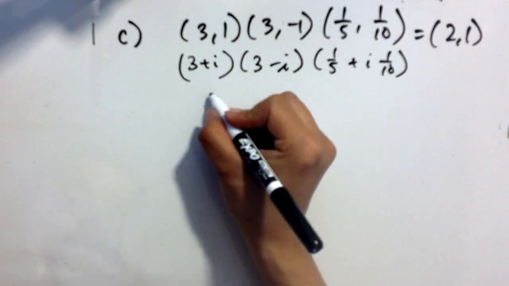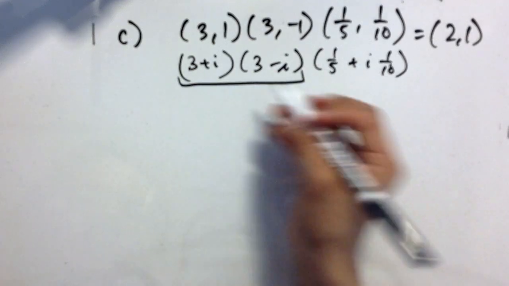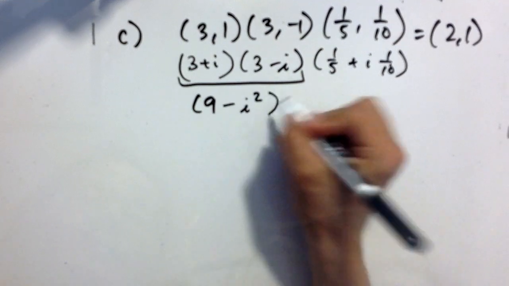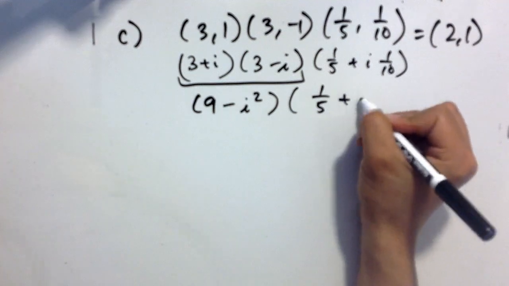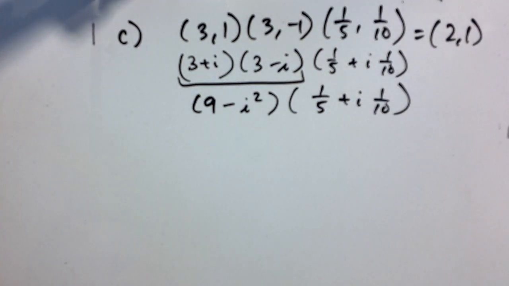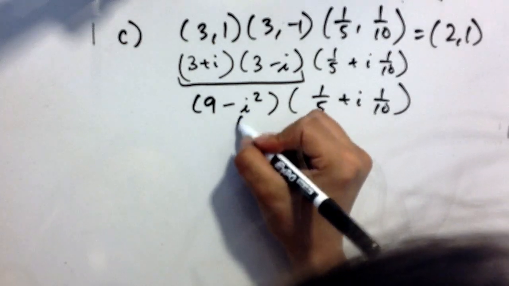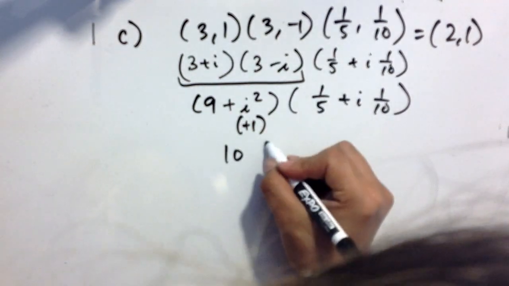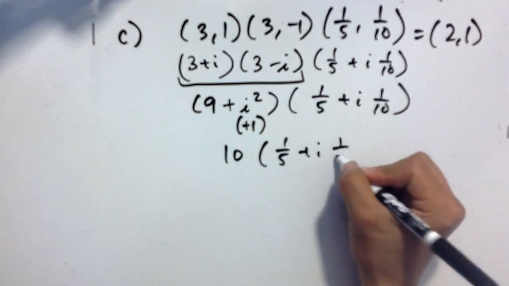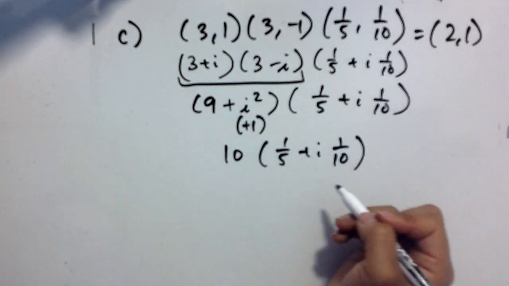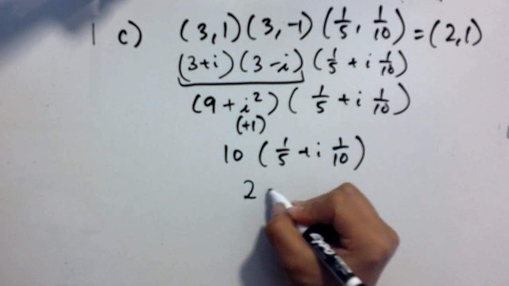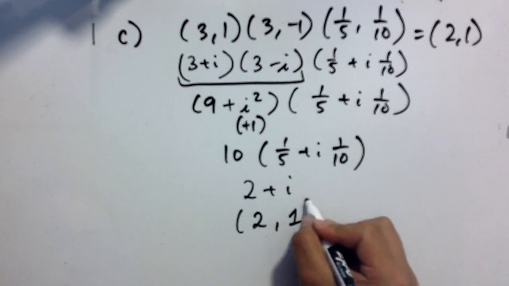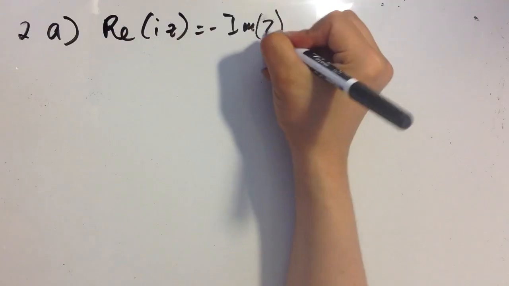Then I will multiply out the first two terms and I'll get 9 minus i squared. Here I have 1 over 5 plus i, 1 over 10. Since i squared is just minus 1, the negative signs cancel out and I'll get 10 times 1 over 5 plus i, 1 over 10. Multiplying through the 10, I get 2 plus i. And converted to the coordinate form, I get 2, 1. Precisely what we were looking for.